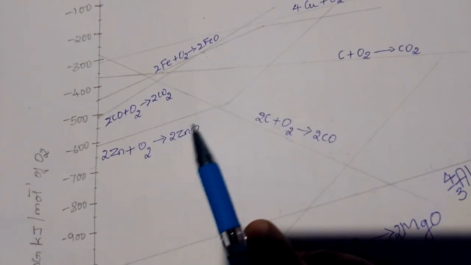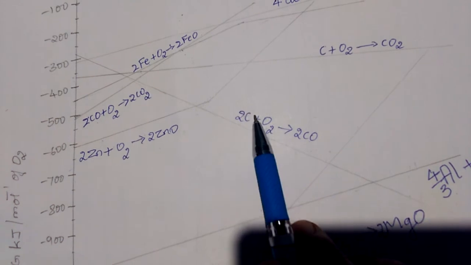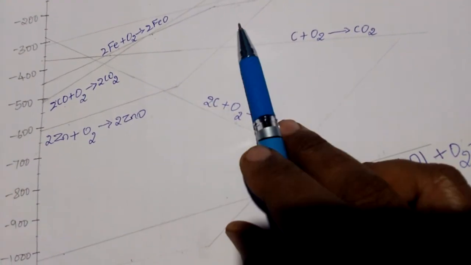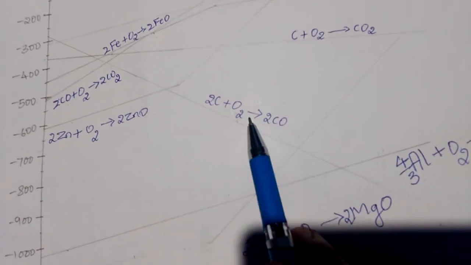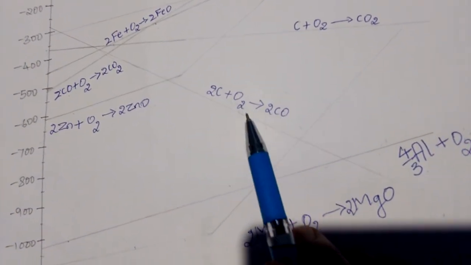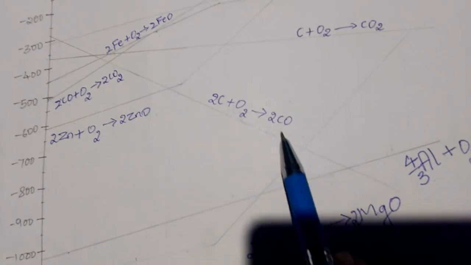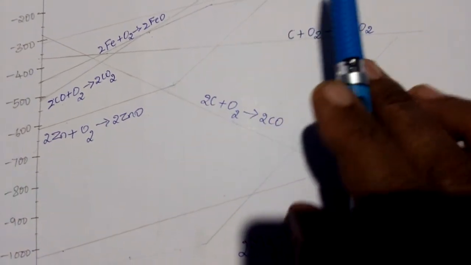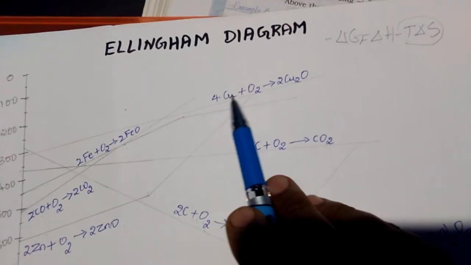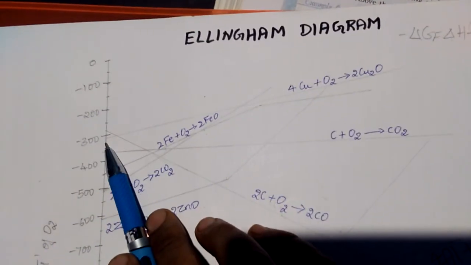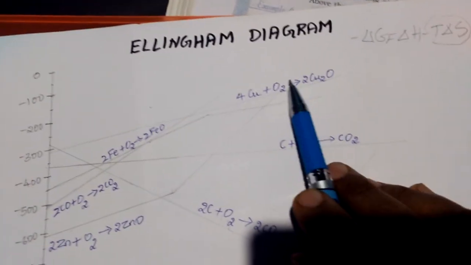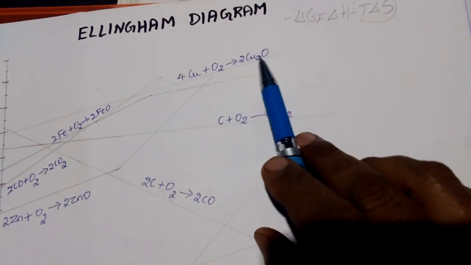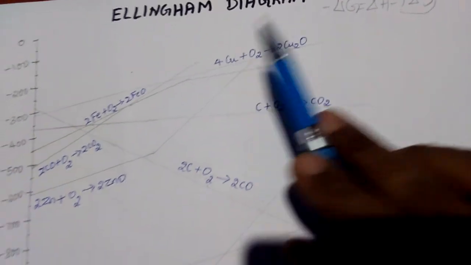For zinc oxide, coke can become a reducing agent because after 1400 Kelvin the zinc oxide line goes up and the line for coke plus oxygen giving carbon monoxide comes below. So any line which is below can become a reducing agent for the element which is above that line. Okay. So for the conversion of copper into copper oxide, it is very less negative, so any one metal or element can become the reducing agent for the conversion of copper oxide to copper. Okay.